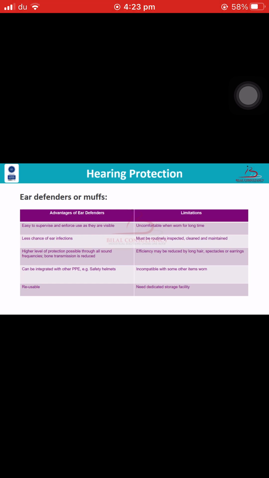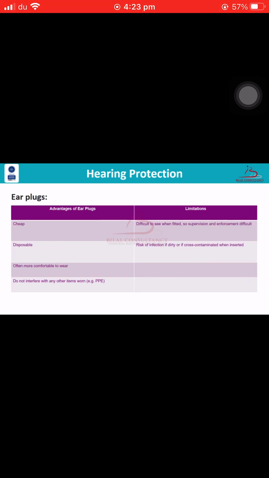And the next thing is that they need a dedicated storage facility. Earmuffs are, as we have discussed, bigger in size, so that's why they need a dedicated storage facility, as compared to the earplugs, which are smaller in size. We can just put them in our pocket or in any kind of packet, but in the case of earmuffs they need a specific storage area. Now we will discuss the earplugs' advantages and limitations.